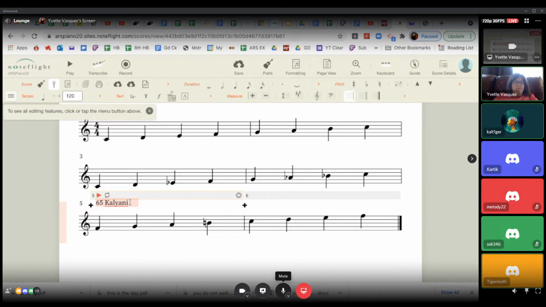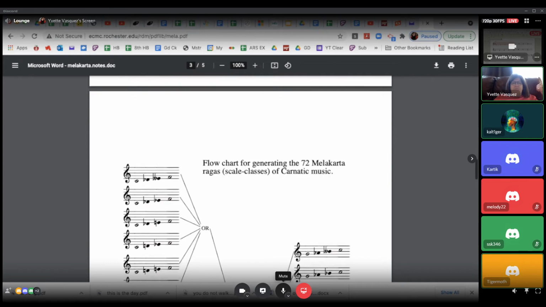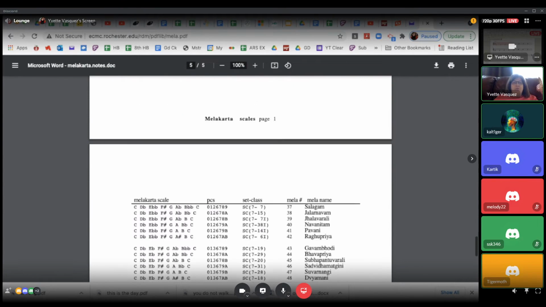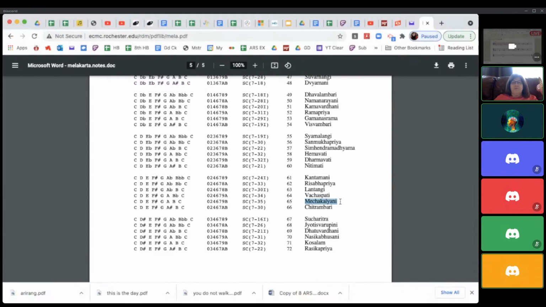In the chart that you have, the one you showed, it will be written as Mecha Kalyani. That would be mainly because, as Karthik and Tiger Moth mentioned the other time, that's the scale, and Kalyani is the raga. You add more nuances to the scale and it becomes the raga, whereas that's the bare bone scale it is made out of.